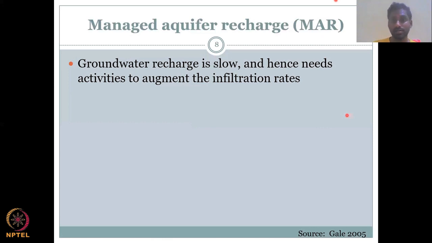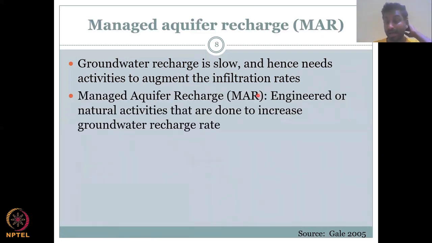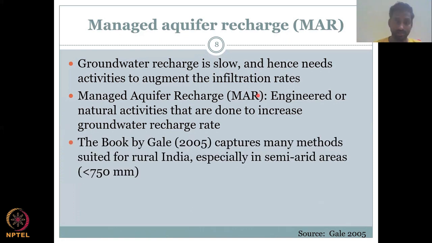Okay, so the book is called Managed Aquifer Recharge. Where groundwater recharge is slow, there need to be methods to improve or increase the infiltration. And that has been widely used by Managed Aquifer Recharge activities, which is called MAR, where you manage your aquifer through artificial means and your recharge happens. So these are engineered or natural activities that are done to increase groundwater recharge rate. The natural activities I would discuss next week. In this week, I would focus on the engineered aspects.